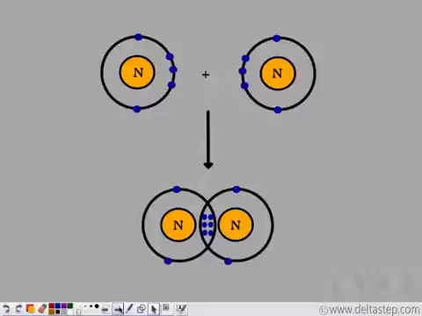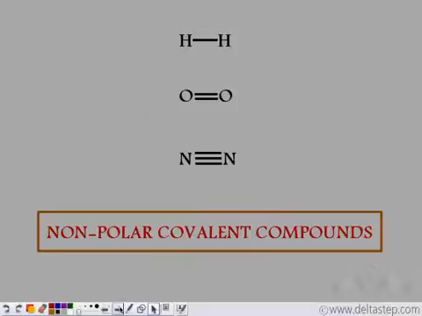Such covalent compounds are known as non-polar covalent compounds. So for example, we have H2 or O2 and nitrogen-nitrogen. In these covalent compounds that are formed, the shared pair of electrons are equally shared between the 2 atoms. There is no charge separation, so such covalent compounds are known as non-polar covalent compounds.